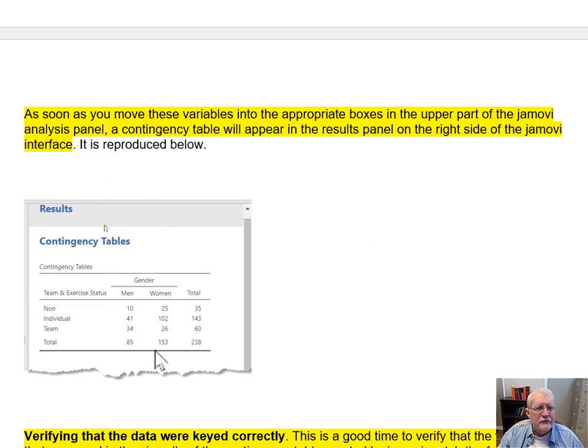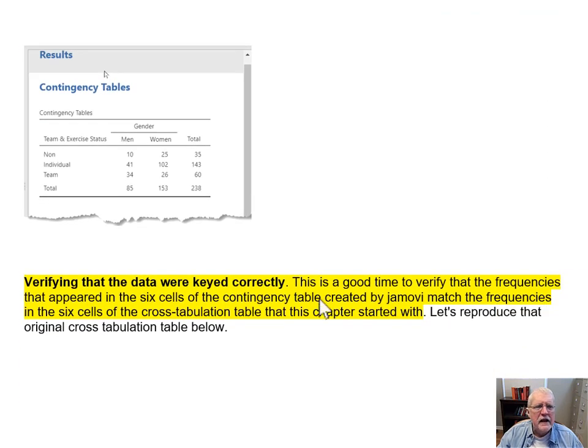Notice this should look familiar. The rows are non, individual, and team. The columns are men and women. That makes it easy to check things, verifying that the data were keyed correctly. This is a good time to verify that the frequencies that appear in the 6 cells of your contingency table created by Jamovi match the frequencies in the 6 cells of the cross-tabulation table that this chapter started with.